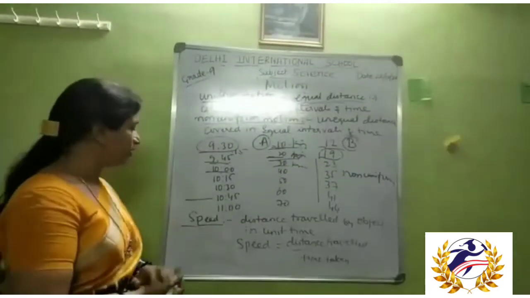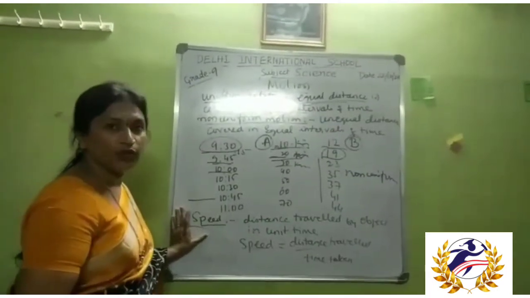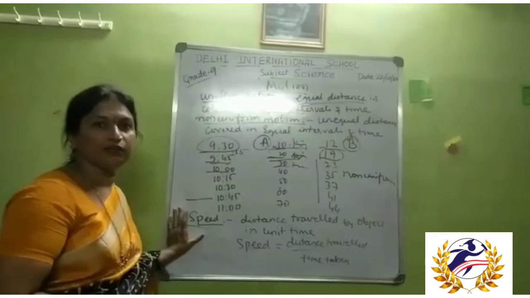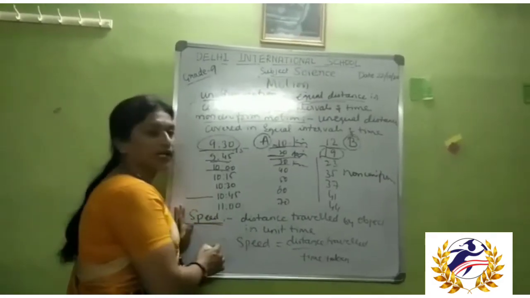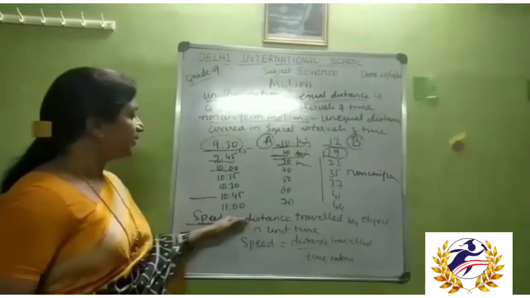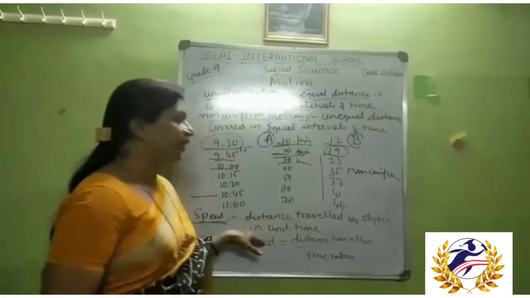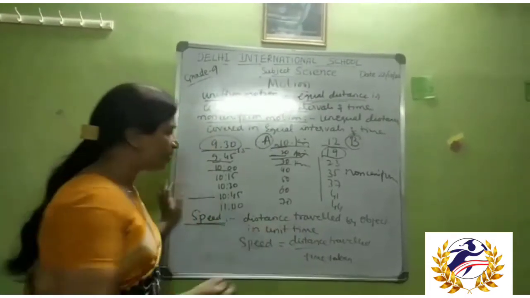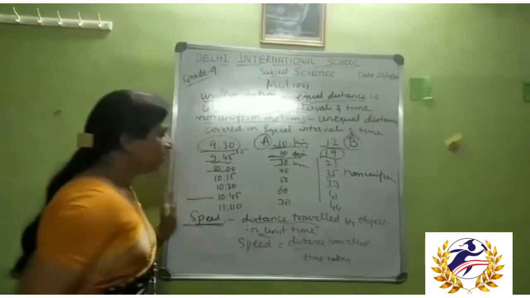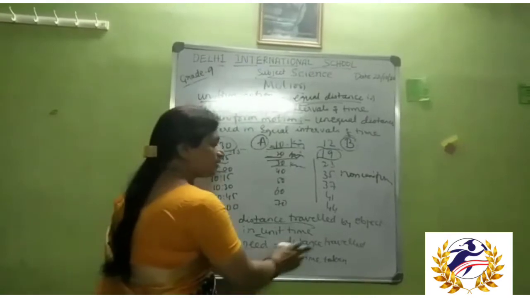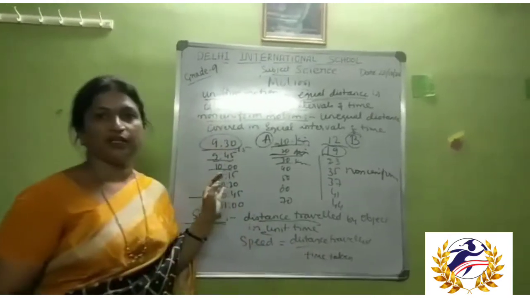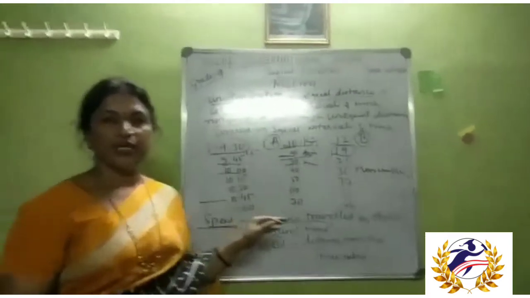What is speed? In your car or a scooter you might have seen the speedometer, which gives you the reference of speed, in which speed you are going. So speed is the distance travelled by an object in unit time, and the formula to calculate speed is speed equals distance travelled by time taken.